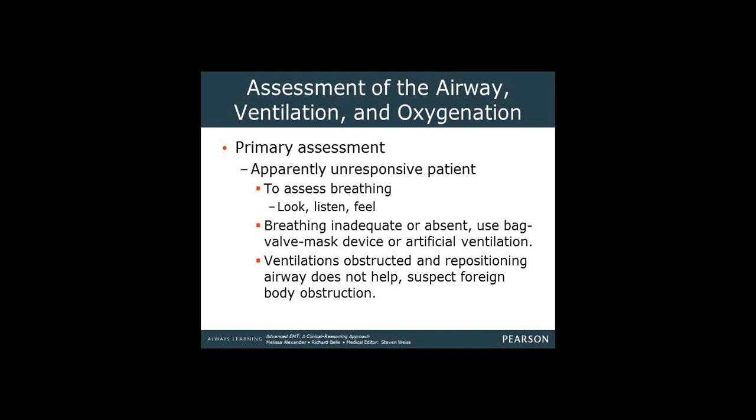Ventilations that are obstructed, then we need to reposition the airway and attempt to help. If that doesn't help, then we suspect a foreign body airway obstruction. Most of the time, we relieve that airway obstruction by simply positioning the head. And if that doesn't take care of the situation, and we reposition and still don't get a decent airway, then we are going to consider whether we need to do abdominal thrusts, chest thrusts, back blows, whatever, depending on the patient.